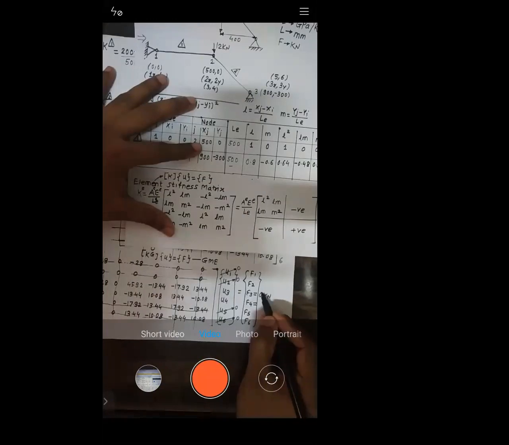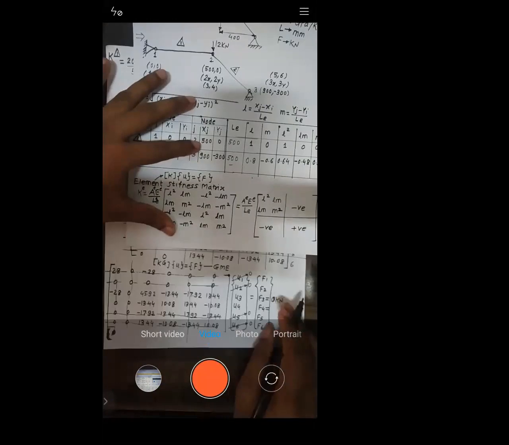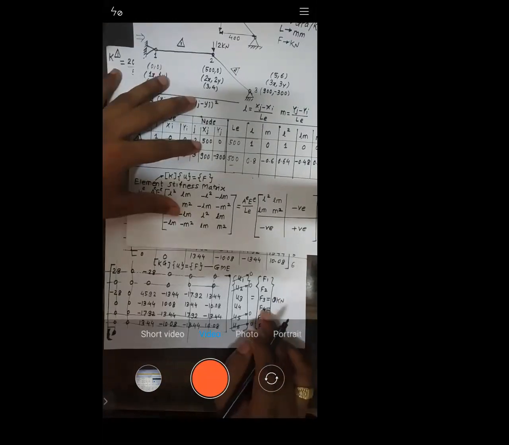Now what is the meaning of 4? 4, it is in Y direction. See, 1 it is in X, 2 it is in Y. Similarly, 3 it is in X, 4 it is in Y. 5 it is in X, 6 it is in Y at respective nodes. So what is the meaning of 4? It is a Y direction.